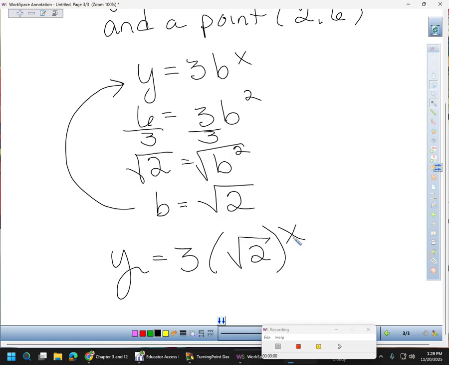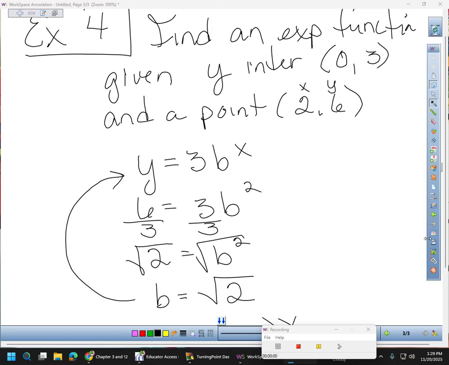Any questions there? Right here, this is my a value, the y-intercept. Okay, we're good? Do we need another one like this? Okay. Just checking.